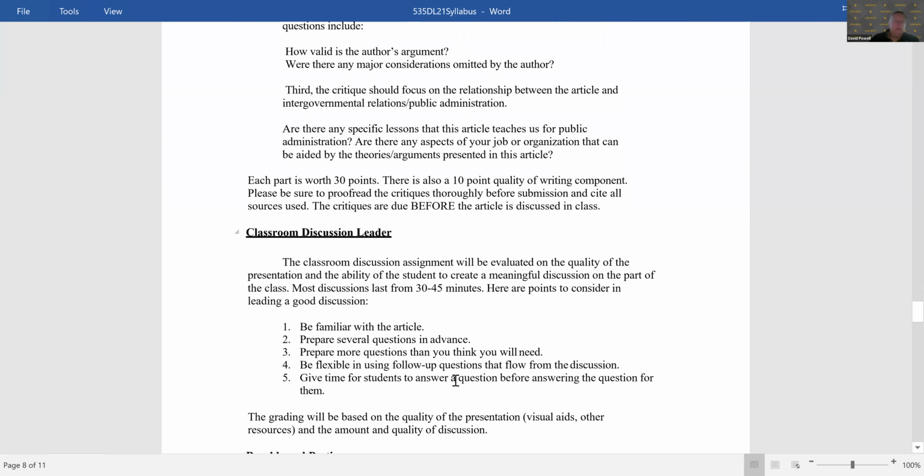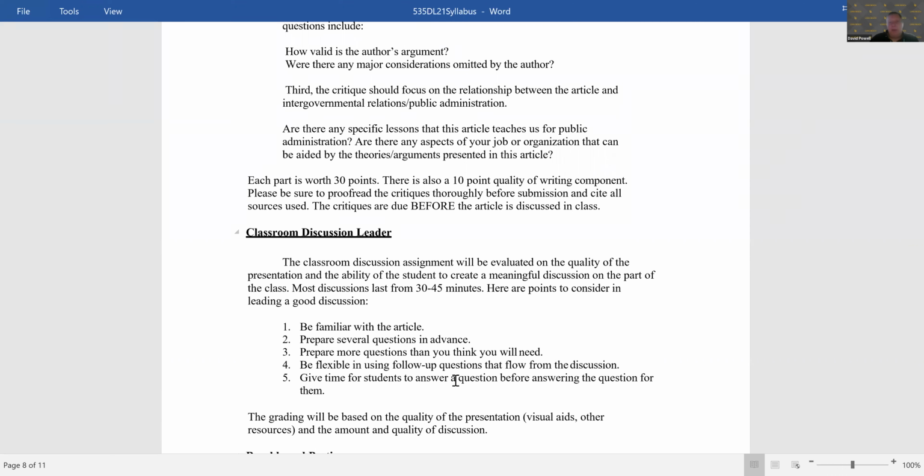But we will need you to sign up then for your discussion leader assignment, because we can only have one person leading a discussion of one specific article. So in this classroom discussion leader assignment, again, it's not a presentation. It's you facilitating, leading a discussion on that article that you have chosen. Those article discussions tend to be about 30 minutes or so. Some are a little bit longer, some are a little bit shorter.